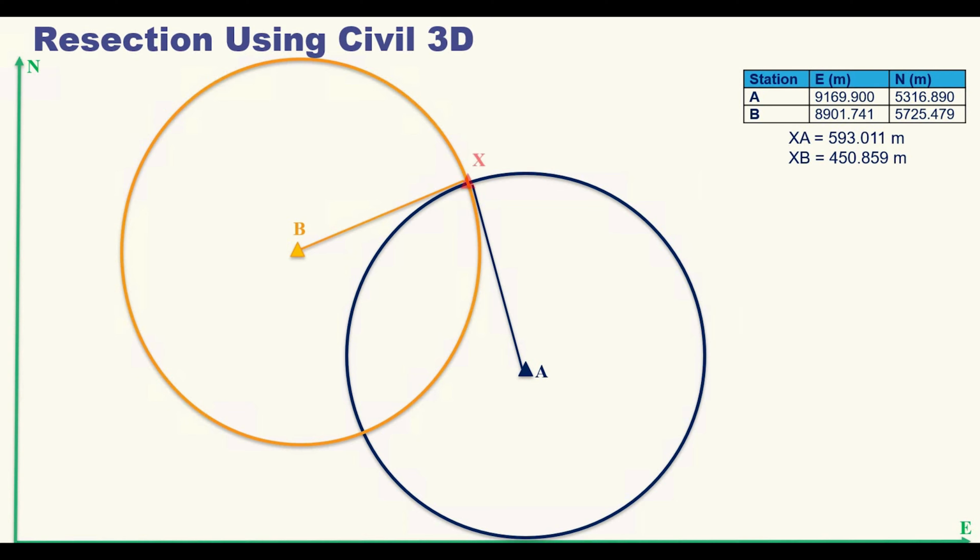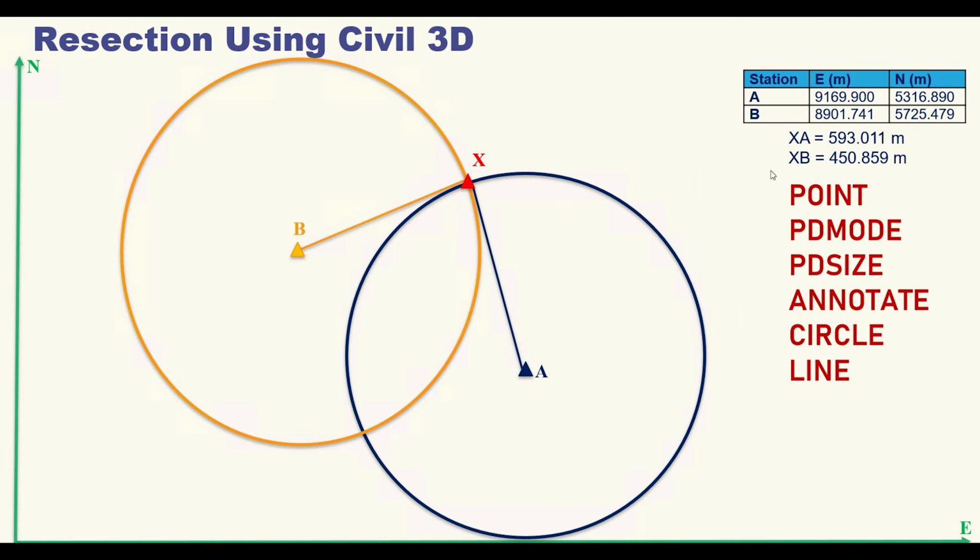And that's it. So now let's apply this using Civil 3D. I simplified the commands that you are going to use in Civil 3D, guys. First, you are going to use the command point. I just wanted you to see them here in big size so that you will be able to apply what you will learn here. The command point to represent points A and B, and then annotate to add some text here. For example, the coordinates of each station or the description of each station. And then we are going to use the command circle to draw these two circles.